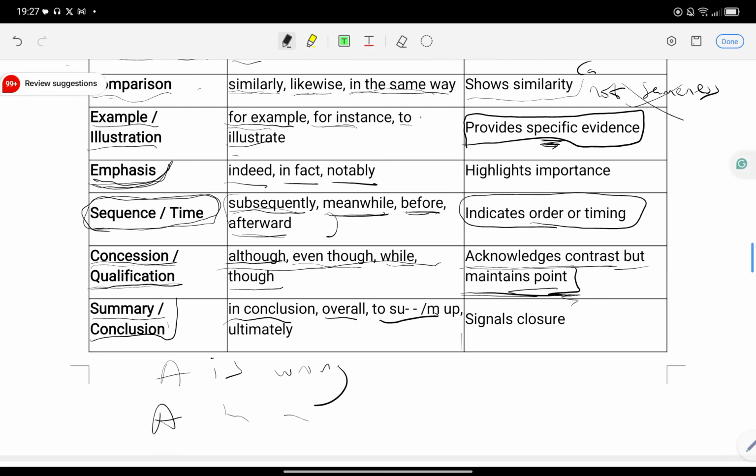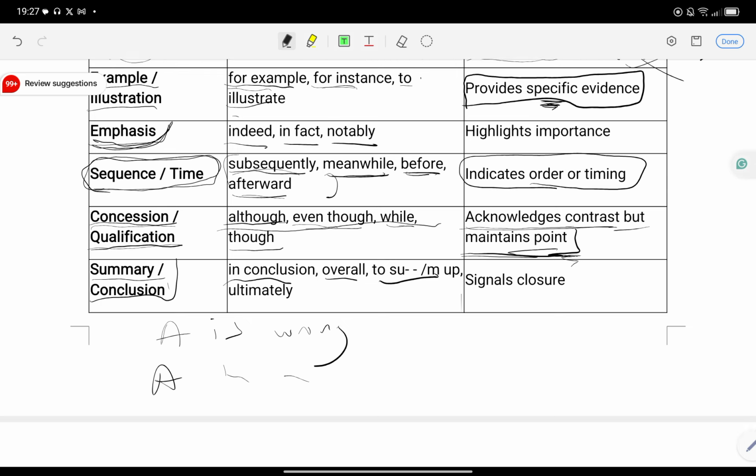Finally, we have summary and conclusion. Here, you have transition words that help to show the relationship of summarizing or ending, or coming to an end. We have examples such as in conclusion, overall, to sum up. Please pardon the typographical error. To sum up, or ultimately.